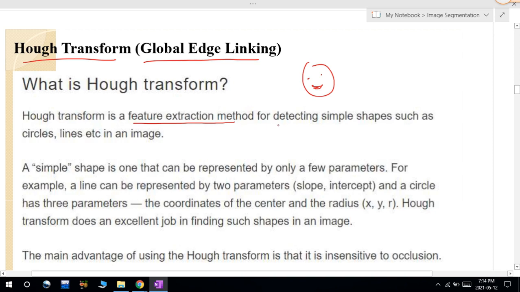So in the feature extraction method, for detecting simple shapes such as circles and lines within the image, if I want to find out the unique lines within the image, so that those can be compared with another image, like that. Whenever I want to find lines and shapes, circles in the image, then I will go for this Hough transform. But basically, Hough transform is used for linking the edges only.